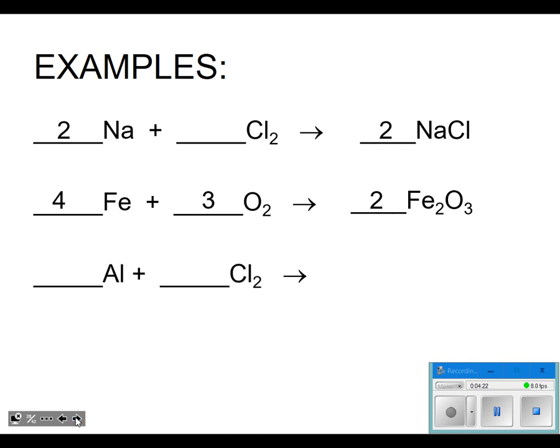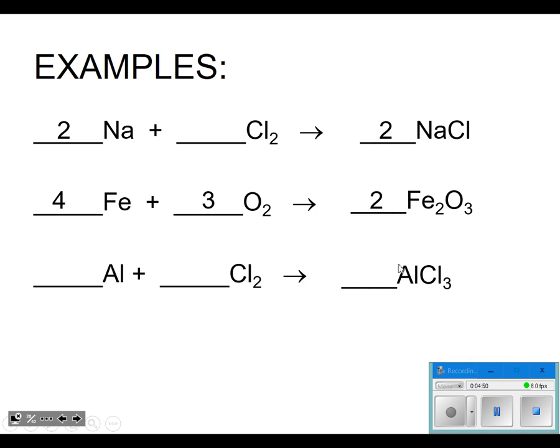All right, then we have Al and Cl. Again, aluminum is a shiny solid metal, and chlorine's a green gas. But then it creates something called aluminum chloride, where Al's a positive 3 and Cl's a minus 1. So when we crisscross, we end up with AlCl3. We don't ever just bring the subscripts from one side to the other. No, no, no, no, no. Don't do that. So then we look to see if it's balanced.